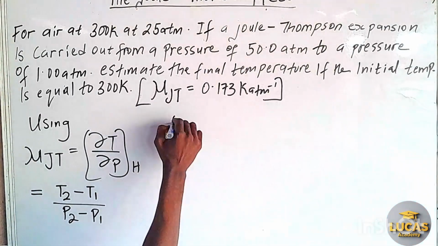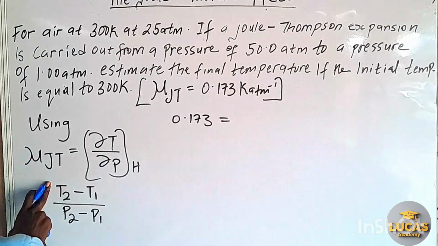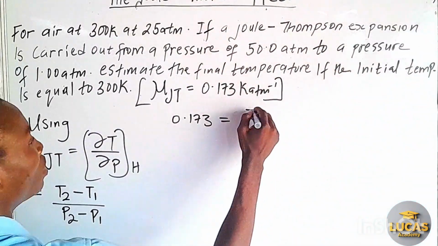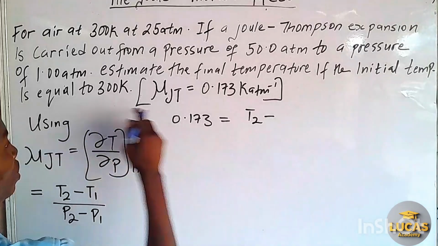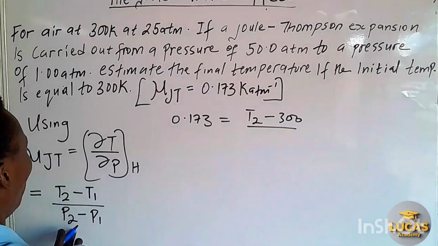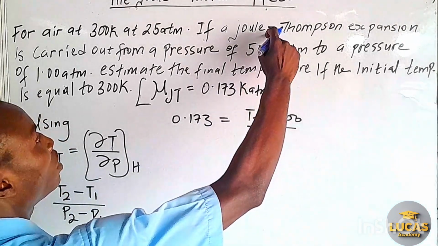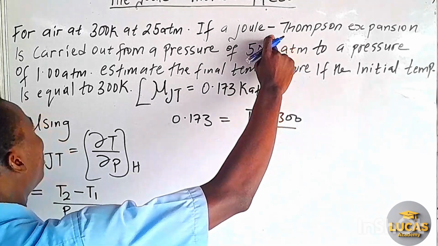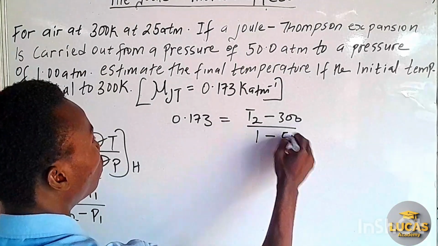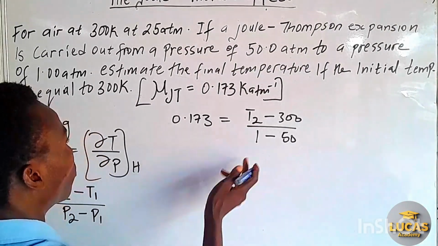So here we are going to have 0.173 equals T2 minus T1, which is 300, all divided by P2 minus P1. From the question, this is the first mentioned pressure and this is the second pressure. So that is 1 minus 50.